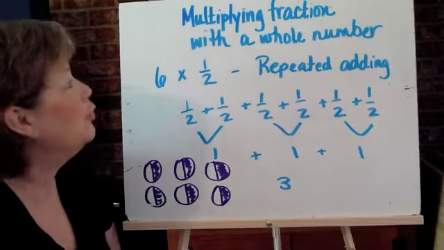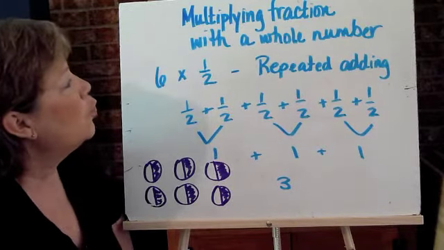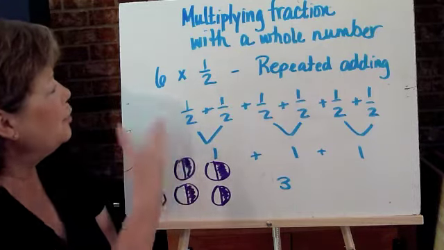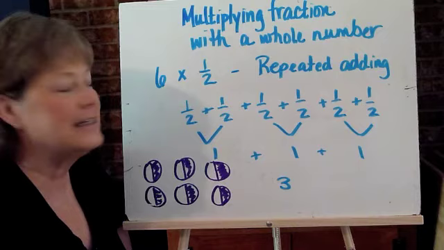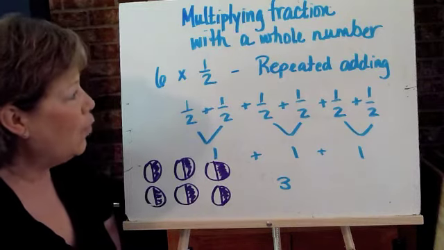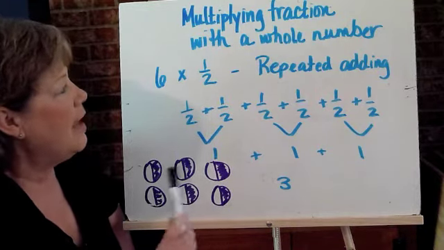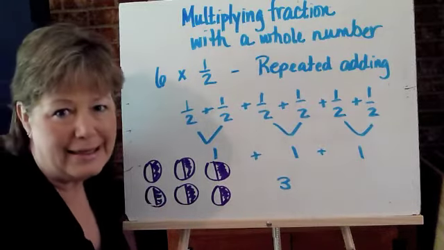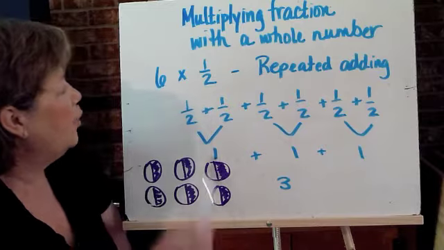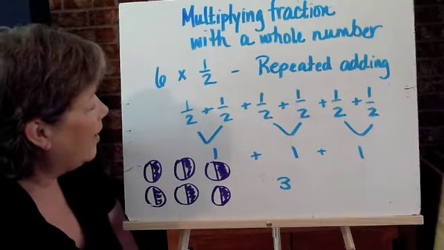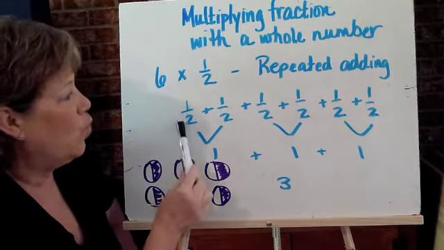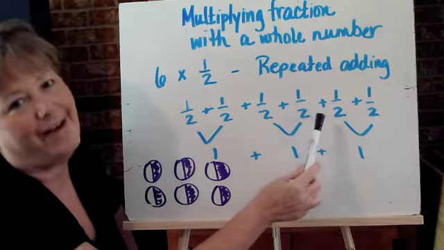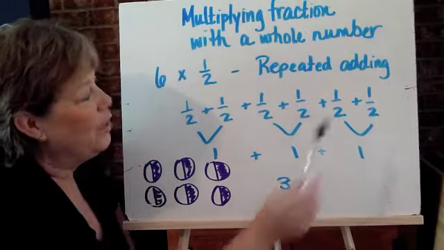Today I want to review multiplying fractions with a whole number. I'm using as an example here 6 times 1/2. I want to remind you that multiplication at any time is just repeated adding. So 6 times 1/2 is the same thing as 1/2 plus 1/2 plus 1/2 plus 1/2 plus 1/2 plus 1/2.